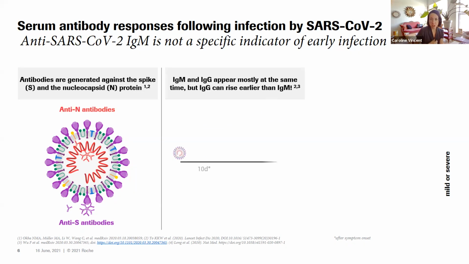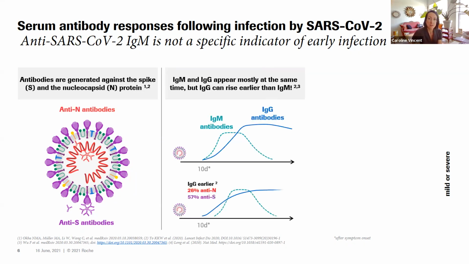And as I've mentioned in the previous slide, in contrast to what is generally observed with other infections, in the case of SARS-CoV-2, IgM and IgGs appear mostly at the same time, and we even see numerous cases where IgGs have actually appeared earlier than IgMs.